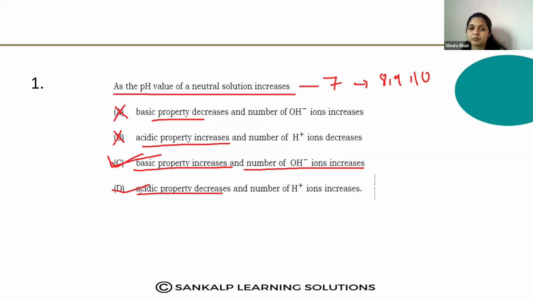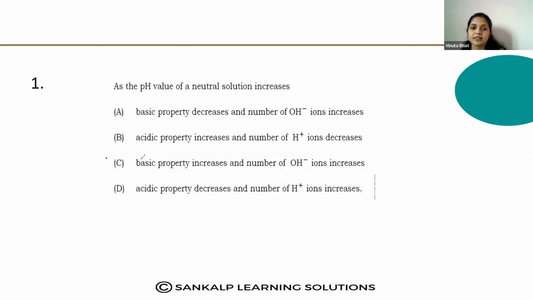Check D. Acidic property decreases and number of H plus ions increases. So here H plus ions do not increase. So option C is the correct answer, that is, basic property increases and number of OH minus ions increases.